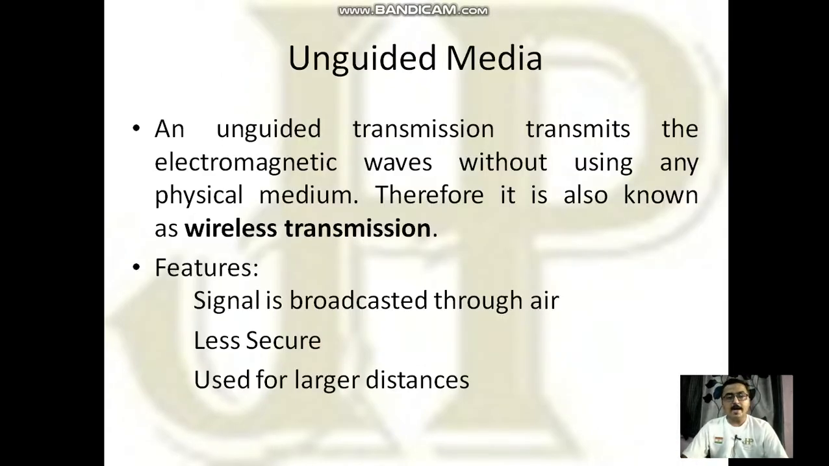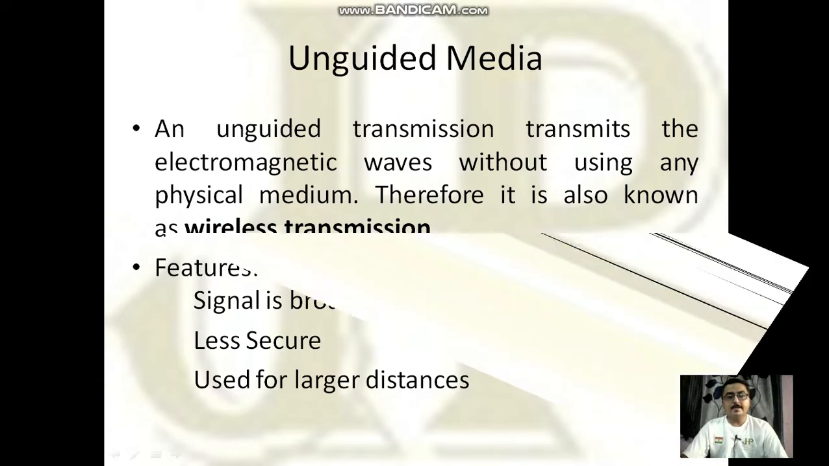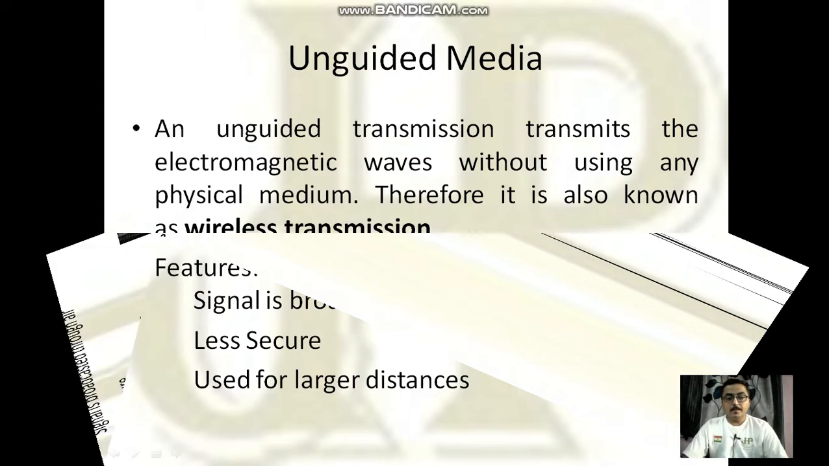Now, the unguided media. An unguided transmission transmits electromagnetic waves without using any physical medium. That's why it is known as wireless. What are the features? Signal is broadcasted through air because we need some medium. So, with the help of air, we can transmit our data from one end to another. Because air is present everywhere and we cannot restrict it, it is less secure, but since it is present everywhere, we can use it for covering larger distances.